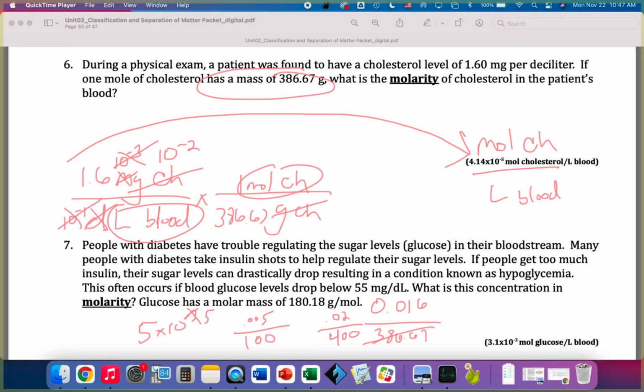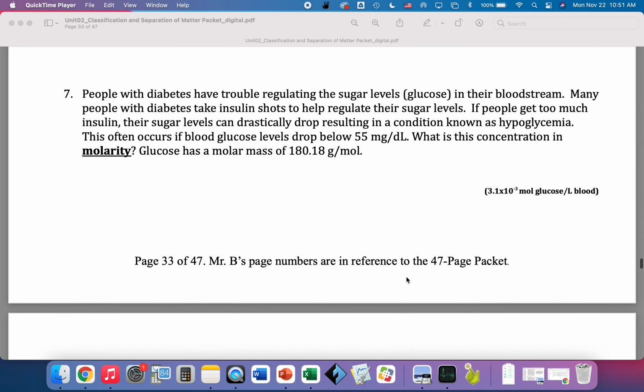So I've got 1.6 times 10 to the negative 2. I've reduced the bottom, so we just have to divide by 386.67, and my calculator shows 4.14. That was a 1.60, so that gives me 3 sig figs on top, and I've got 5 on the bottom. We'll go with 3 sig figs, so 4.14 times 10 to the negative fifth, and that's exactly what we got here. Great. So let's switch to problem number 7 now.